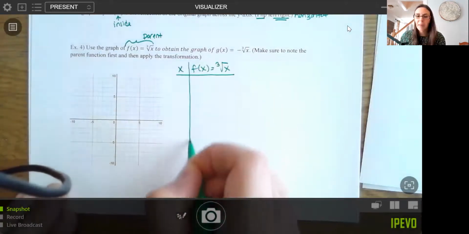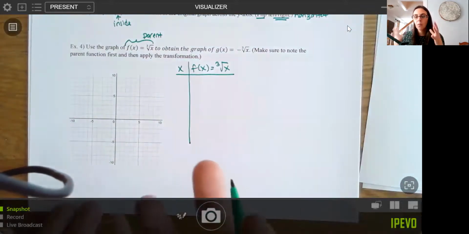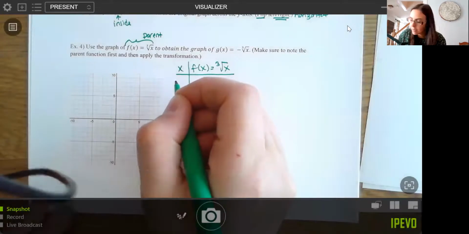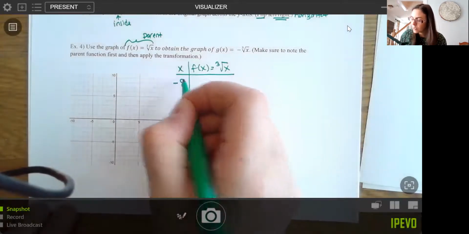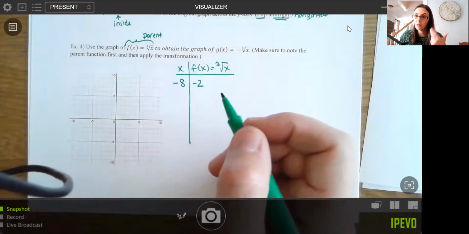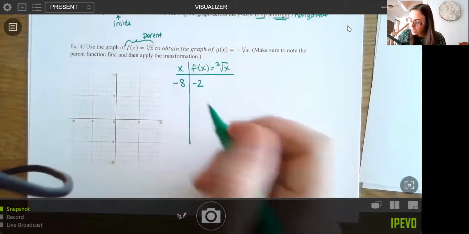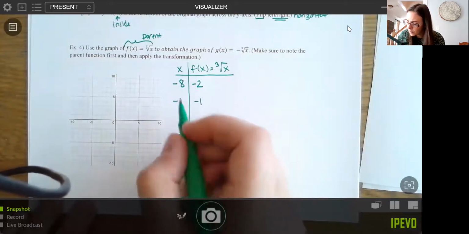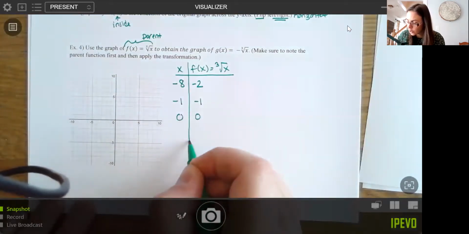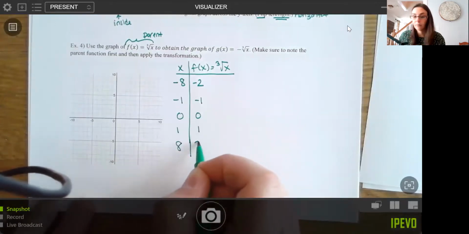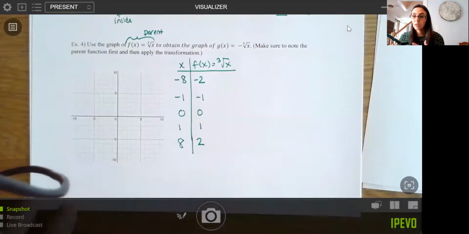Okay, and again, I'm going to make my life easy. So I want to think about what cube roots come out even, or come out as integers, I should say. So -8 works. The cube root of -8 is -2, because -2 times -2 times -2 is -8. The cube root of -1 is -1. The cube root of 0 is 0. The cube root of 1 is 1. And then the cube root of 8 is +2. So those are just some good starting values.